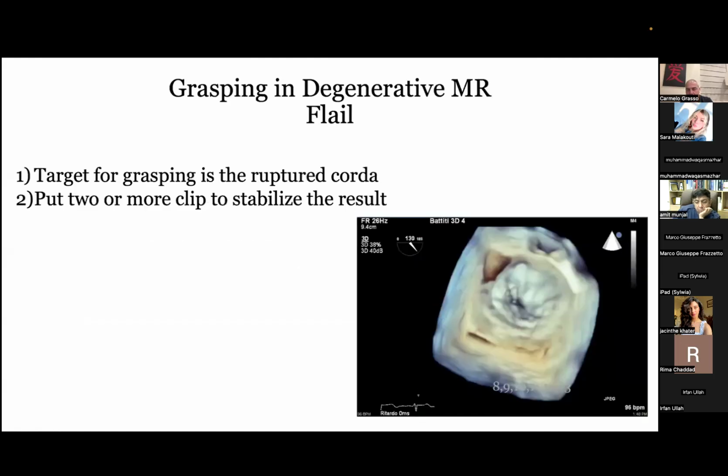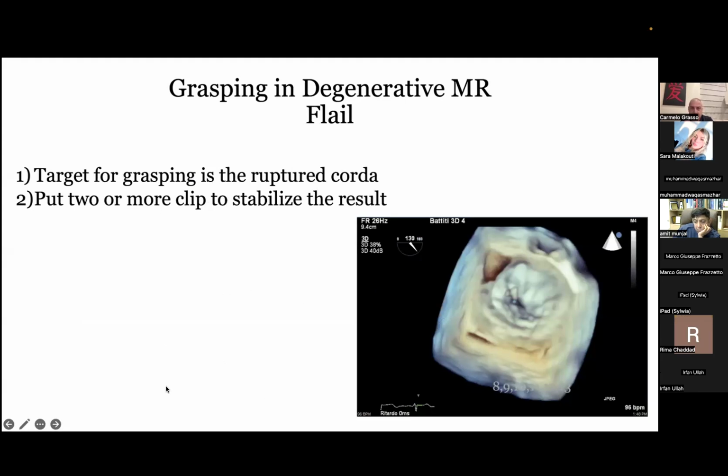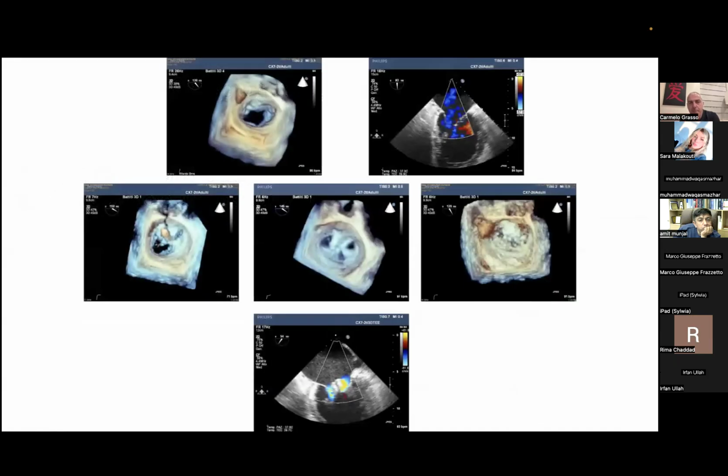When you have a flail, that means that you have some ruptured cord, like in this case. Then I will show you the moving image. The grasping is of the ruptured cord. When you have the flail, you have to respect the orientation of the flail. So you do not have to deal so much with the coaptation line, but you have to align your clip with the axis, I would say, of the flail.